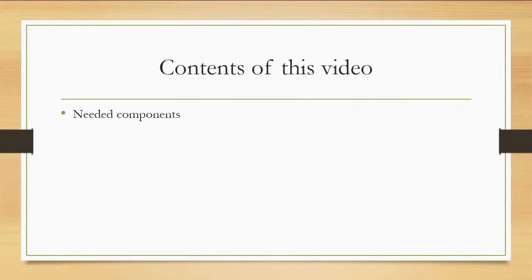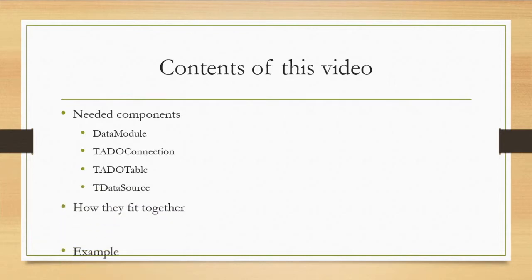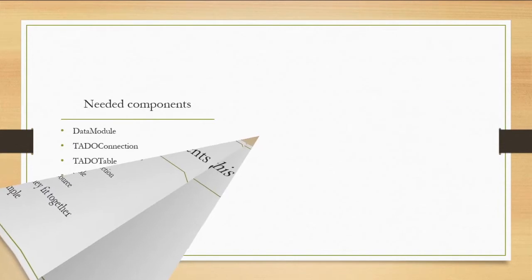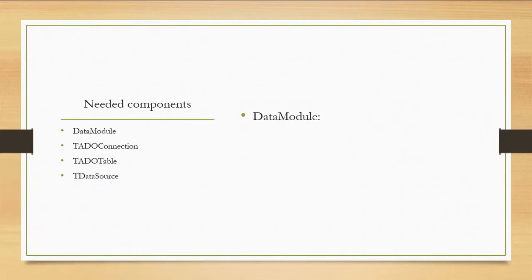You will need the following components: a data module, a TADO connection, a TADO table, and a data source. We will then look how they all fit together and then an example. Let's look at the components. The data module. This form will encapsulate all of the components. Please name it DM, which is short for data module.